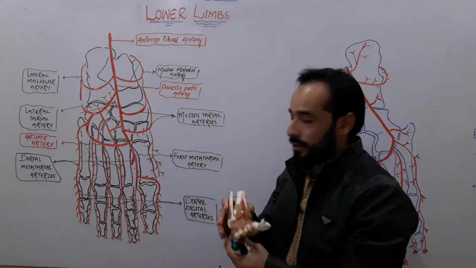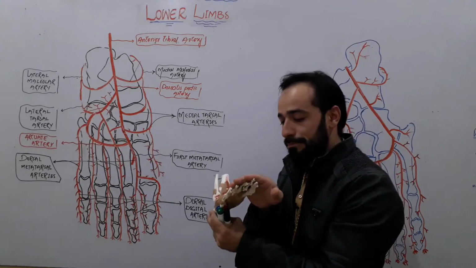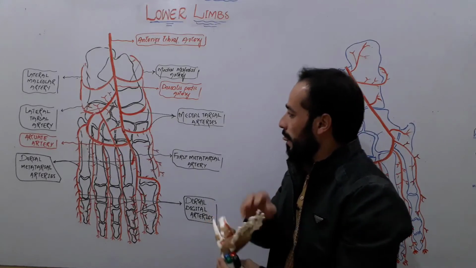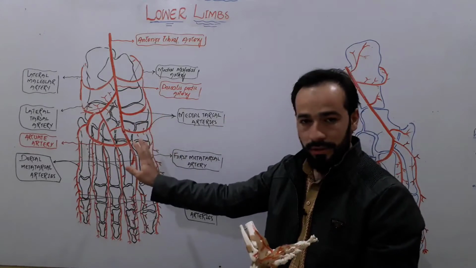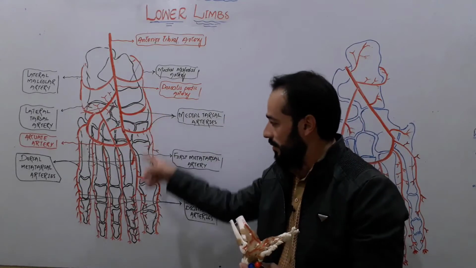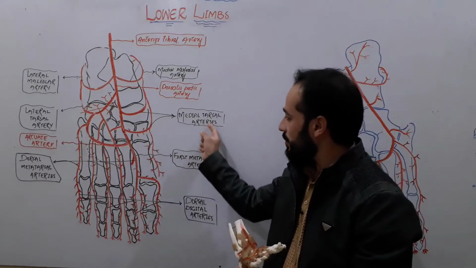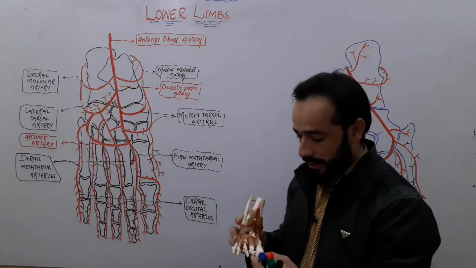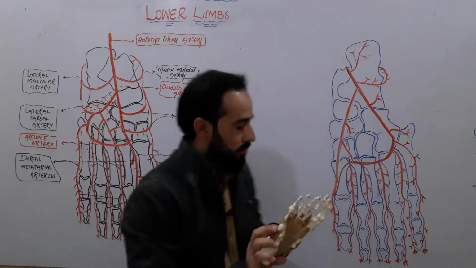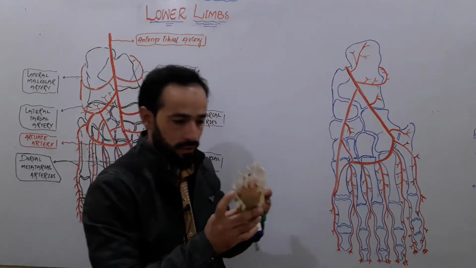You can go and watch the lecture regarding the blood supply of the dorsal surface of the foot. I have mentioned all the names of these arteries, but in the lecture on the dorsal surface of the foot, I have discussed each artery in detail. You can watch those lectures there. Let us discuss the branches of the arteries which are present in the plantar surface of the foot.